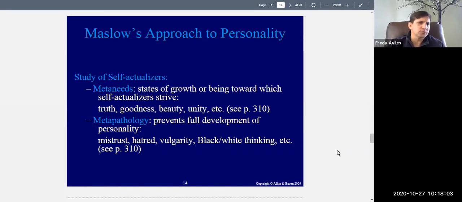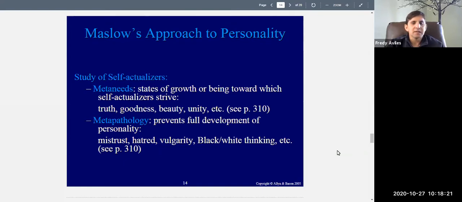They're almost like virtues. Maslow has a long list of things to which self-actualizers strive, right? They strive for truth, right?